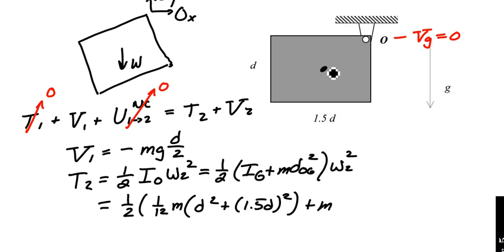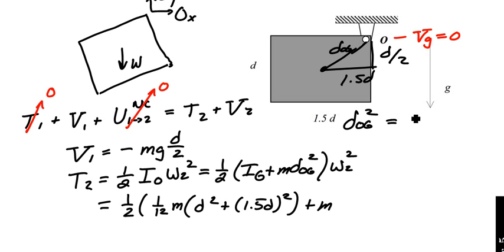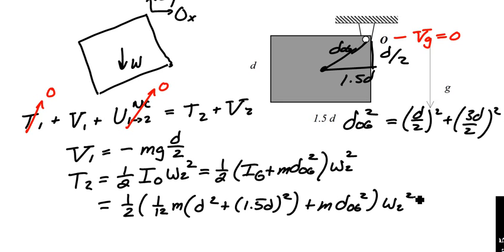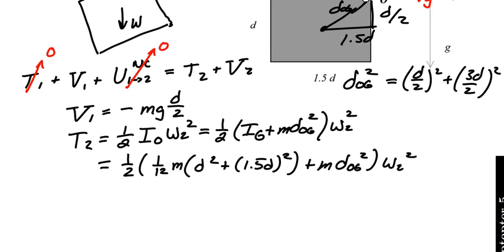And we can find that distance, it's the hypotenuse of a triangle here, and we can note that in this case the vertical side of the triangle is d over 2, this side is 1.5d, and so we can find d_OG by simply using the fact that d_OG quantity squared has got to equal d over 2 quantity squared plus, in this case, 3d over 2 quantity squared. Once I have those terms, I'll have only one unknown in T2, which is omega 2. I can then find the potential energy at the second state.